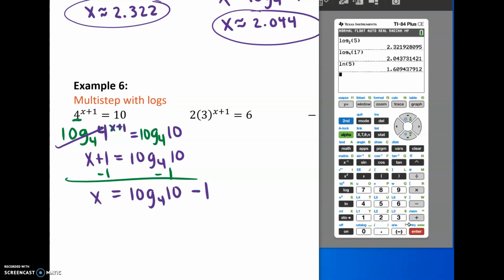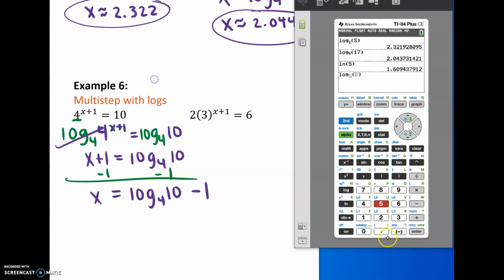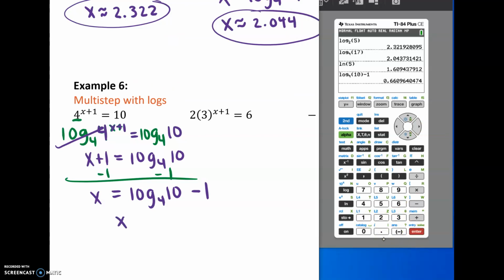That minus 1 cannot be subtracted from this 10. Remember, this right here is its own term. So don't combine that 10 and that minus 1. Okay, so when you're typing this one in, you just need to make sure you hit that minus 1 outside of that parenthesis. So you can see on the calculator exactly how I'm typing it in. And you get x is approximately equal to 0.661. Make sure you round that 0 up because there's a 9 behind it.